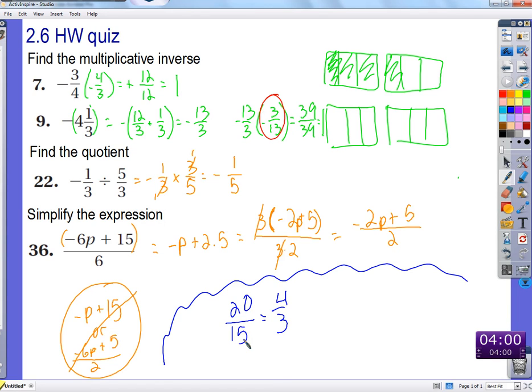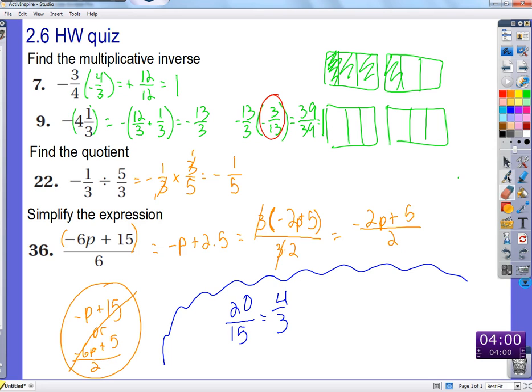Okay? So to start with, same thing here. Divide this one by 3, cancels out that 3, and you're left with just negative 2p plus 5. Divide this one by 3, this is 3 times 2 is 6, right? So divide 6 by 3, you're left with 2. It's the exact same idea. We're just canceling out that common factor.